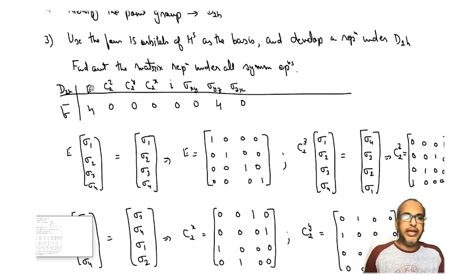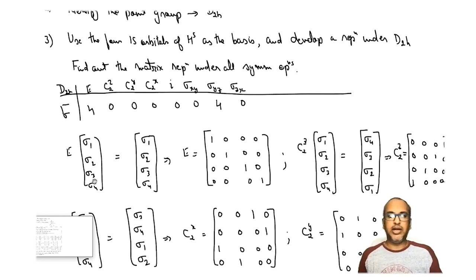So when I apply E on the basis function, none of the basis functions move. That means all of them will contribute one for the trace. That will give you trace 4. If I do C2z, all 4 will move. That means they will not contribute anything towards the character or trace. So the trace will be 0. Again, everything will move here.